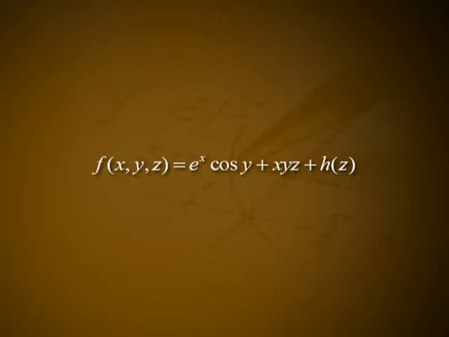We then calculate ∂f/∂y from this equation and match it with the expression for ∂f/∂y in equation 5. This gives the following: -e^x sin y + xz + ∂g/∂y is equal to xz - e^x sin y. Hence, ∂g/∂y is equal to 0. Therefore, g is a function of z alone, and f(x,y,z) is equal to e^x cos y + xyz + h(z).